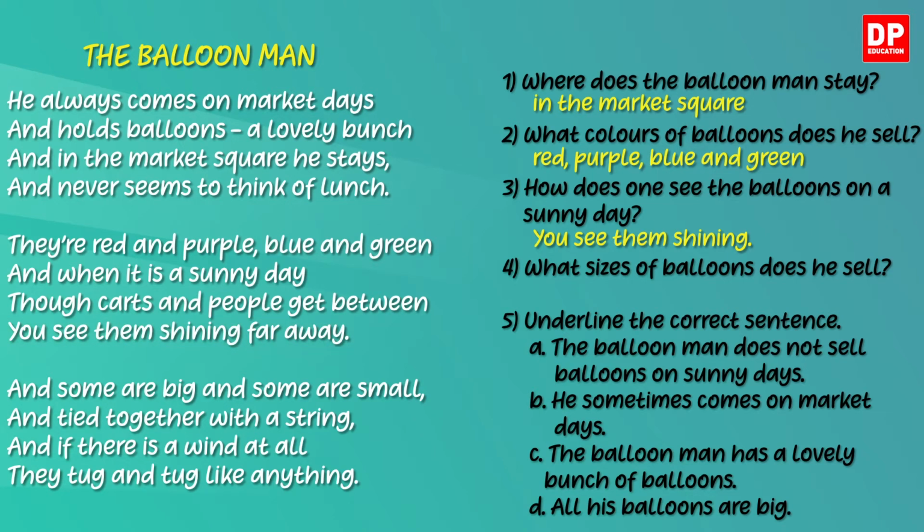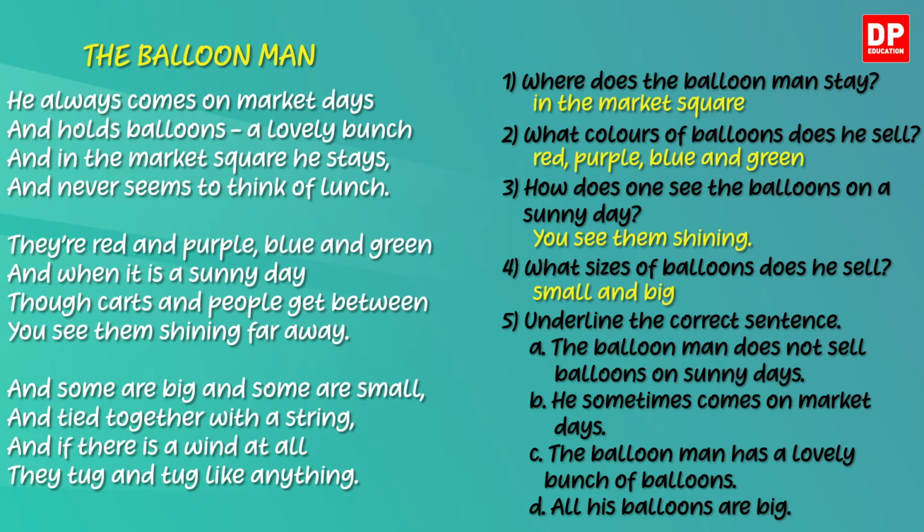Now, the fourth one. What sizes of balloons does he sell? In the third stanza, the first line is, and some are big and some are small. So, you can understand that there are small balloons as well as big balloons. So, your answer should be small and big. Look at the last one. Here you have to underline the correct one out of the given 4 sentences. Let's check them one by one.